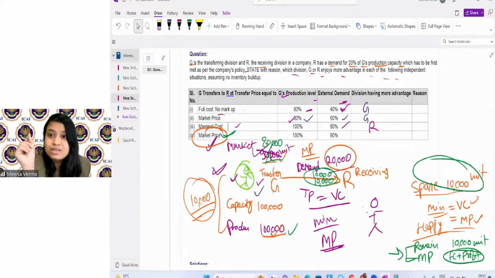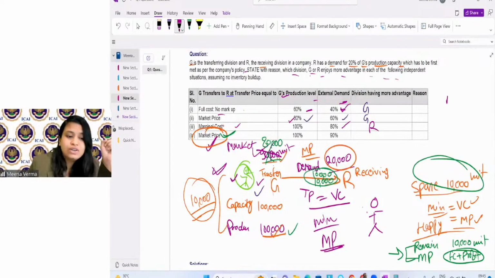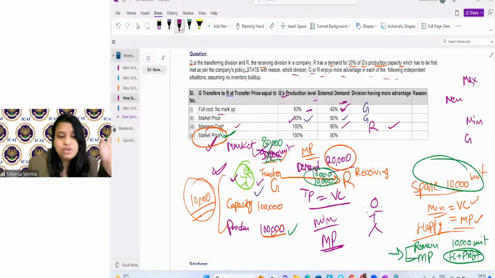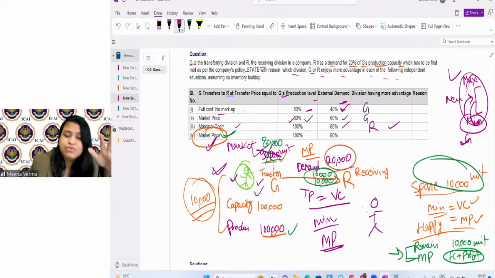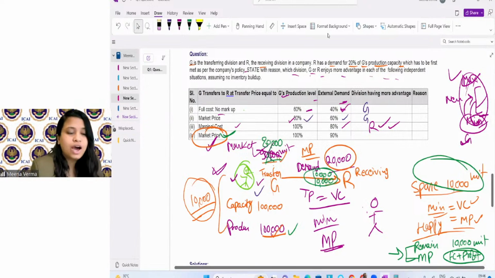So G is not happy. They are just recovering whatever they desired, not more than that. But R will be happy, because if you transfer the goods at the minimum, this is the minimum price he is agreeing at. In case of negotiation, you get the maximum price which R is willing to pay and the minimum price which G wants to recover. So negotiation happens between them. If the price is higher than the minimum one, G will be happy. If the price is less, then R will be happy. If you get a range here, and it is only the minimum, then R will be happy. R negotiated more here, so R will be more happy here.